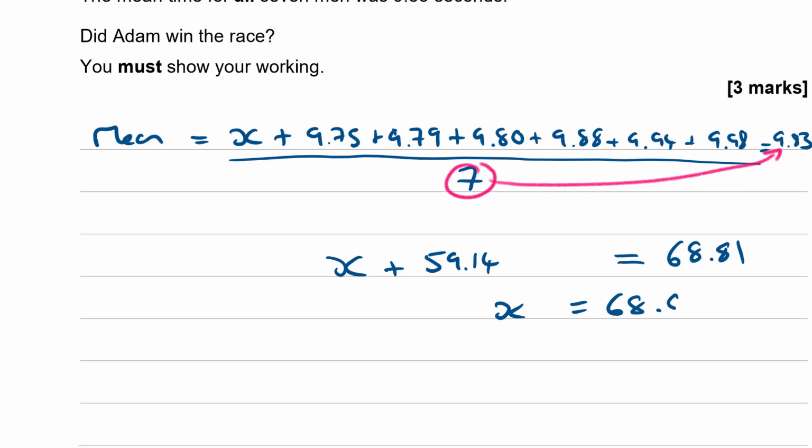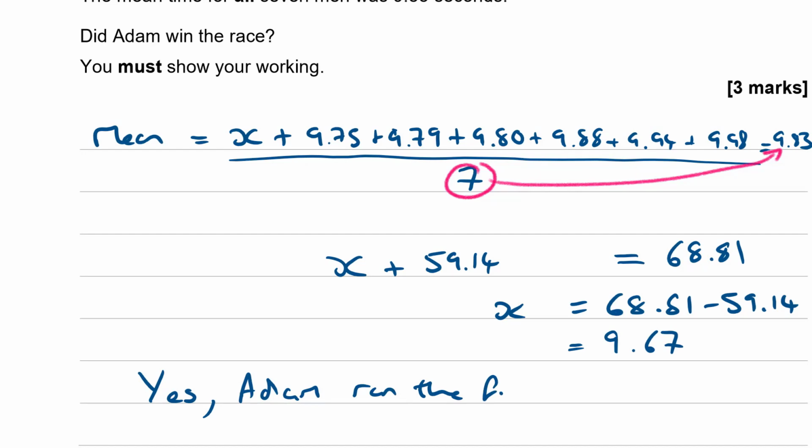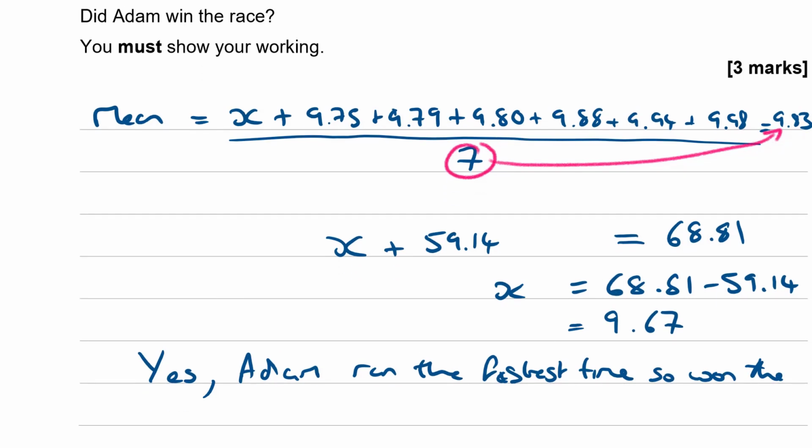Okay, so now we just need to solve for x, taking my 59.14 to the other side and subtracting from my other value, so 68.81 minus 59.14 gives 9.67. So did he win the race? Yes, because his time is faster than everybody else's, so I can answer yes. Adam ran the fastest time, so won the race.